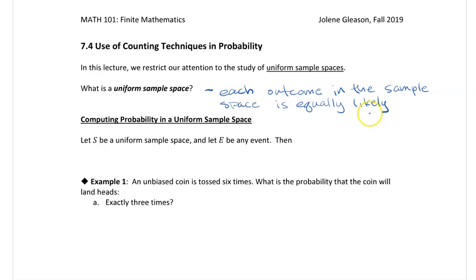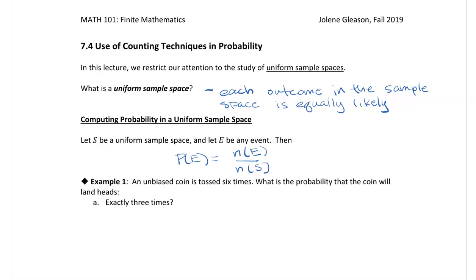All right. So, if we have a uniform sample space, then we can calculate the probability of an event E by just looking at the number of elements in that event and dividing it by the number of elements in the sample space. Okay? So that's all there is to it. They're all equally likely, so we just count the number of elements and take the ratio of the number of elements in the event over the number of elements in the sample space. Okay, so let's take a look at an example.